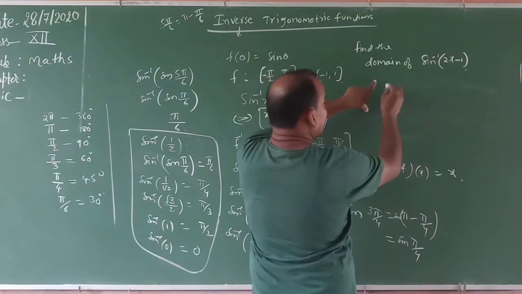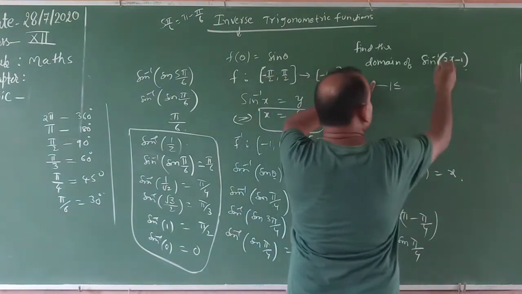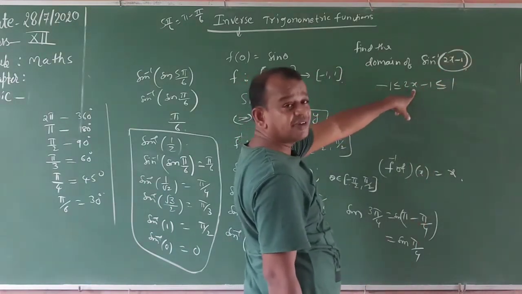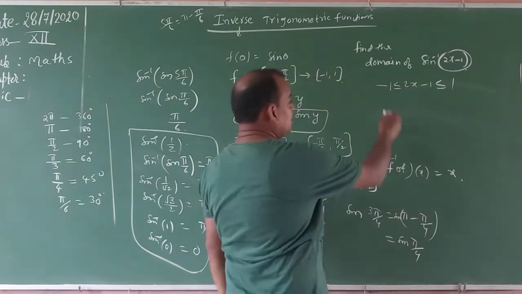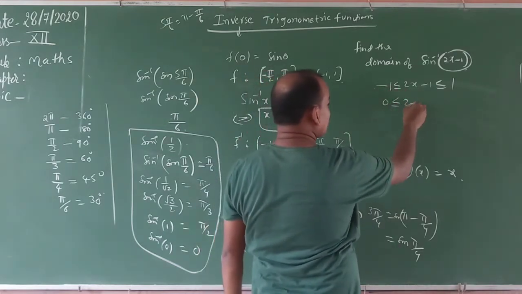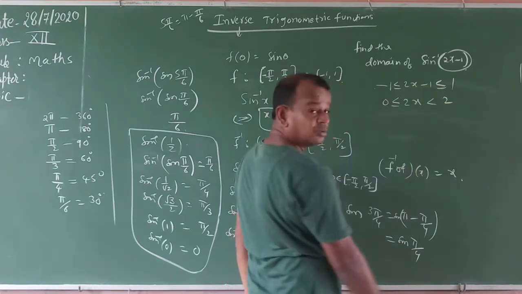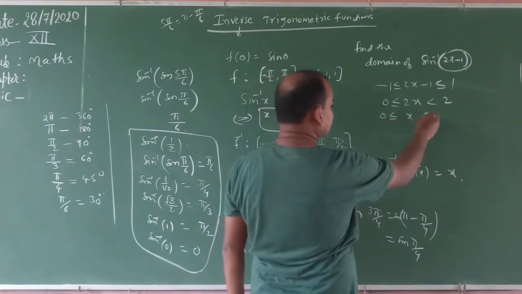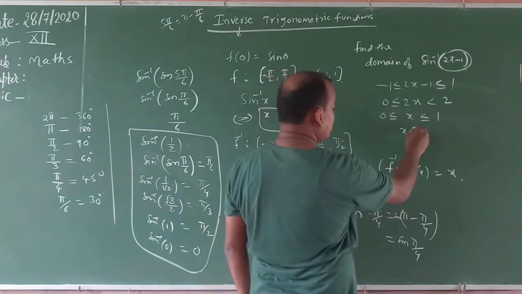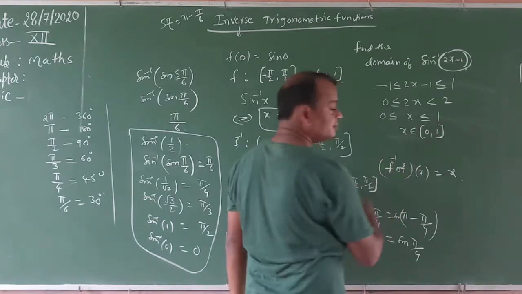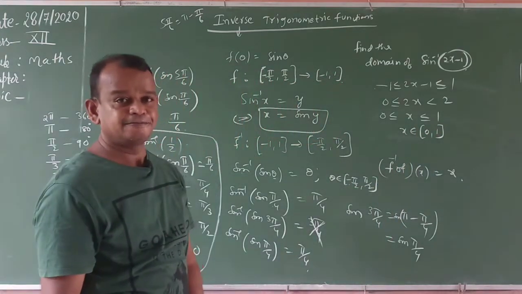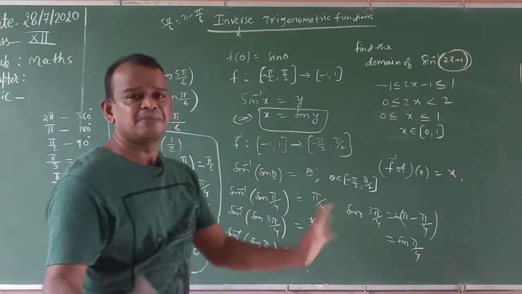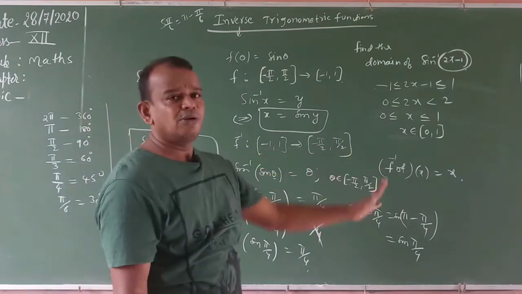Now it is defined when minus 1 is less than or equal to the x portion, which is 2x minus 1, less than or equal to 1. From this you find the value of x. Now adding 1 to both sides: minus 1 plus 1 cancels, and 1 plus 1 is 2, so 0 is less than or equal to 2x less than or equal to 2. Dividing both sides by 2, x belongs to the closed interval 0 comma 1. That is the domain of the function. Simple. Find the domain of the function sin inverse of 2x minus 1. Very simple. If you know this property, we can easily do the problems.